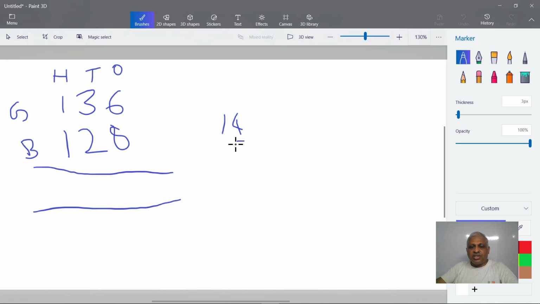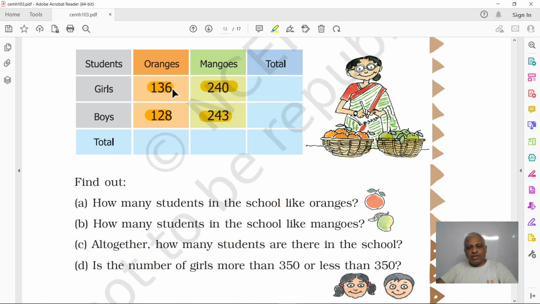This one's digit you put under ones, and this tens digit you put under tens. This is carry forward. And in tens, you add these two. 3 plus 2, 5, plus 1, 6. And add hundreds. 1 plus 1 is 2. So what's the total? 264. So these are oranges.